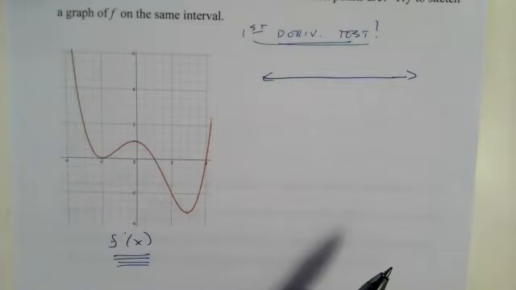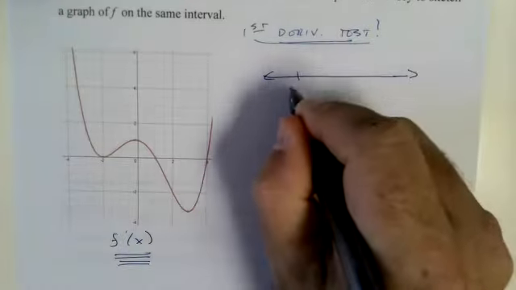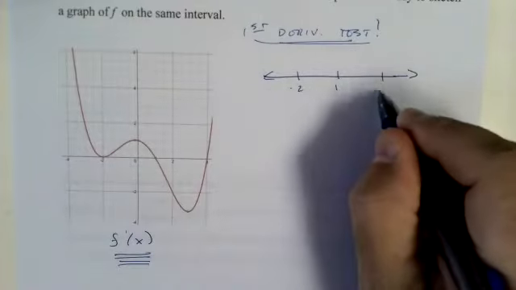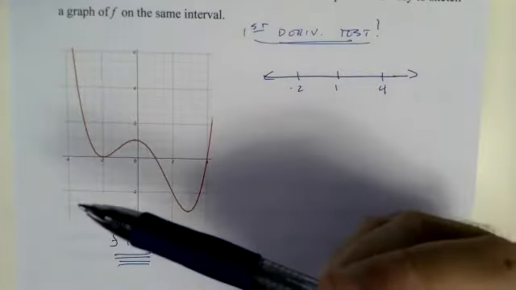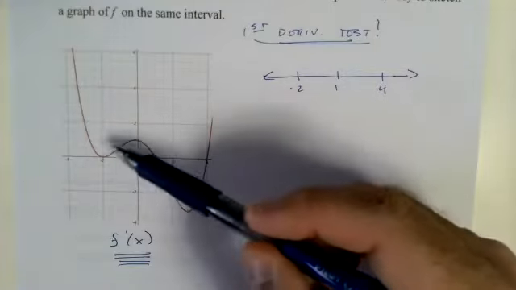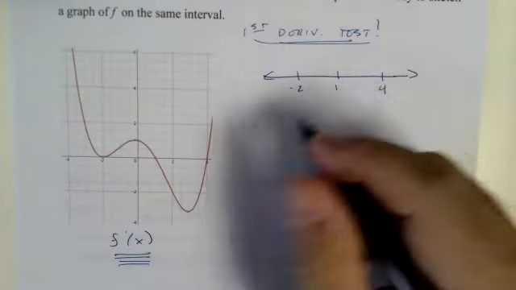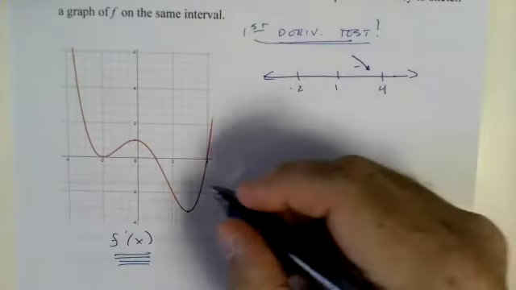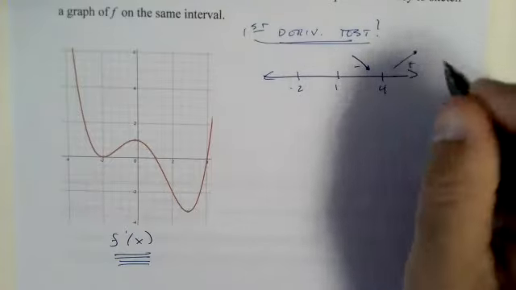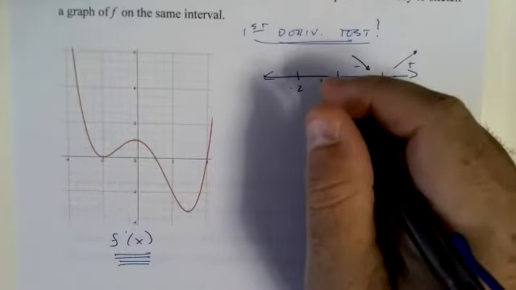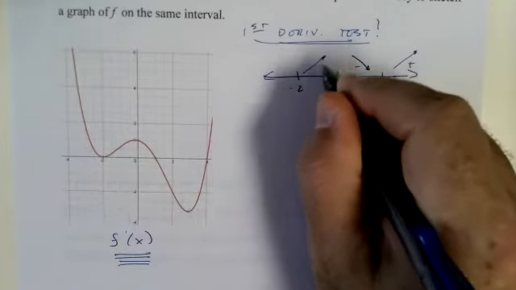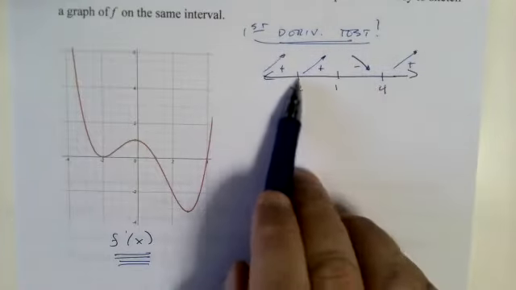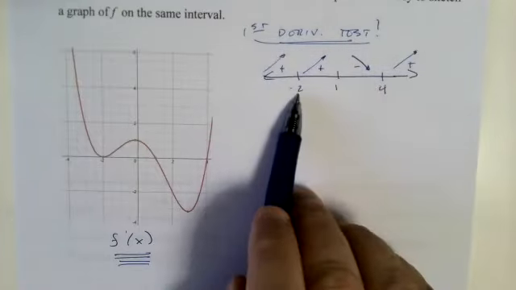We want to know where the derivative equals 0. So we have -2, 1, and 4. The value is positive, positive, negative. So from 1 to 4, we get negative. 4 and above, positive. From here to here, we get positive. Here to here, we get positive. So I'm guessing point of inflection here, but we'll check with the second derivative test.